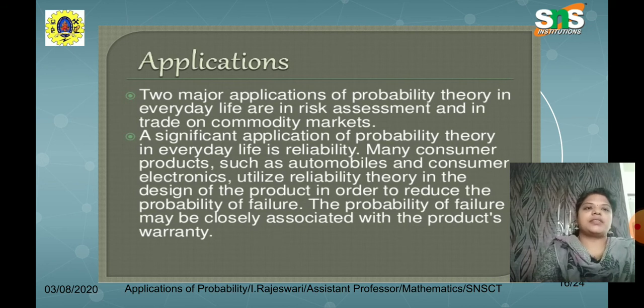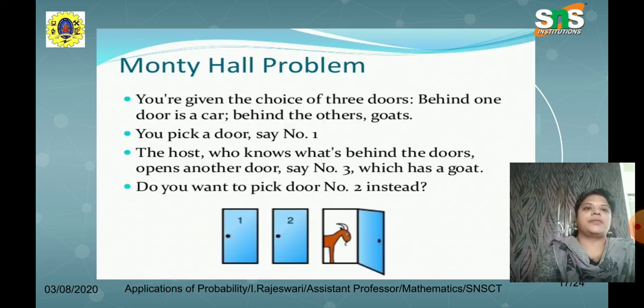Two major applications of probability theory in everyday life are in risk assessment and in trade on commodity markets. A significant application of probability theory in everyday life is reliability. Many consumer products such as automobiles and consumer electronics utilize reliability theory in the design of the product in order to reduce the probability of failure. The probability of failure may be closely associated with the product's warranty.